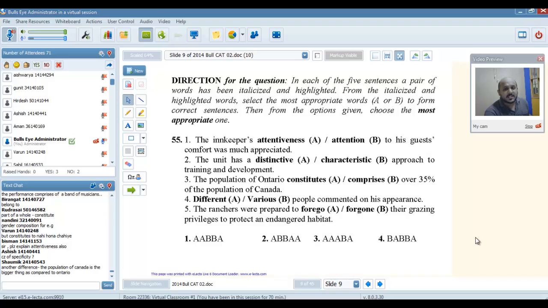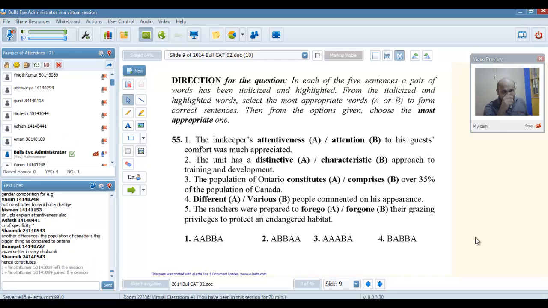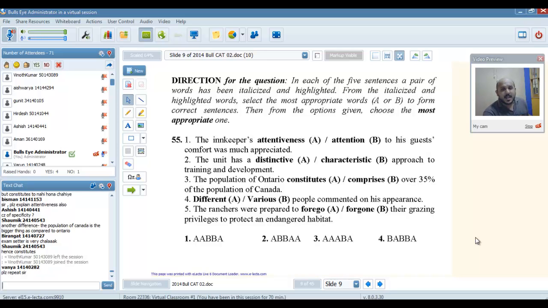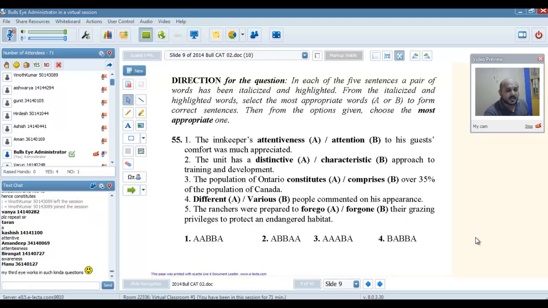Difference between attentiveness and attention. The innkeeper's attentiveness / attention to his guests' comfort was much appreciated. In this case, I need a quality of the innkeeper. The innkeeper's attention, the innkeeper's attentiveness. Which is the positive quality of the innkeeper? Because something has been appreciated. The positive quality is not his attention. The positive quality is his attentiveness. So that is why the answer is attentiveness and not attention. That is a simple kind of question.